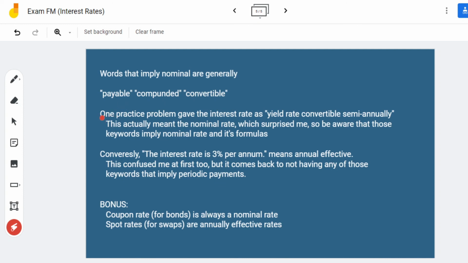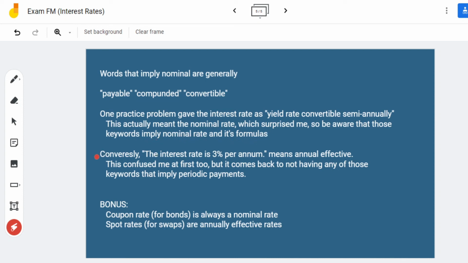So let me just read this for you. One practice problem gave the interest rate as yield rate convertible semi-annually. I was like, what does that mean? This actually meant the nominal rate, payable semi-annually, which surprised me. So be aware that those keywords imply nominal rate and its formulas, even if it doesn't say nominal rate.